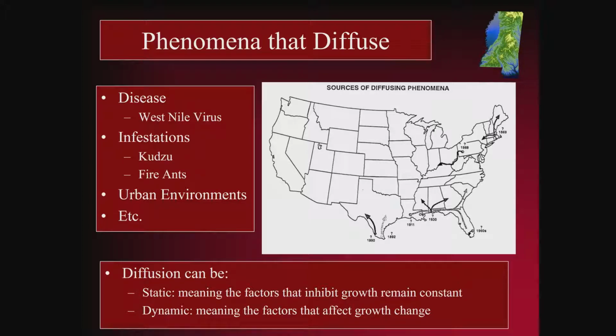So diffusion can be static, meaning that the factors that inhibit growth remain constant, or like with plants, especially in the northern hemisphere here, or the southern hemisphere, where we have seasons, they can be dynamic, meaning the factors that affect growth change over time.